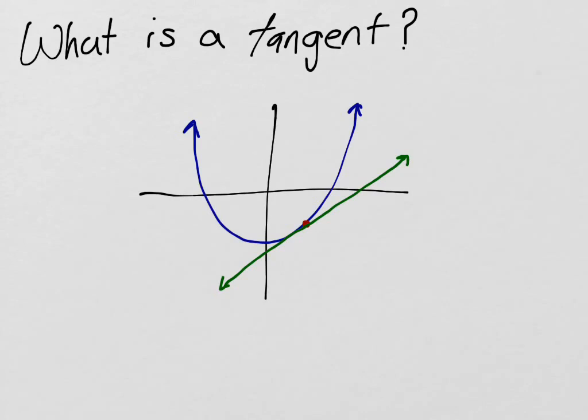If we choose another point, let's say over here, and we did the tangent for this, it would have a slope equal to the rate of change at this point.